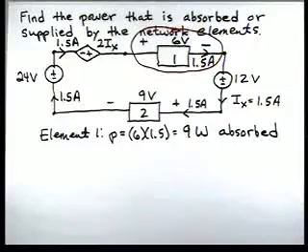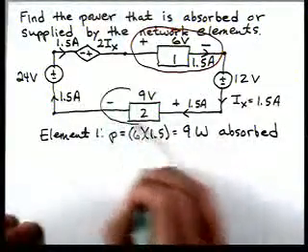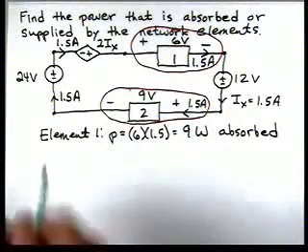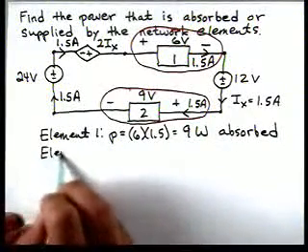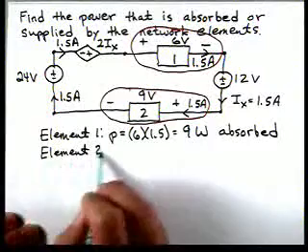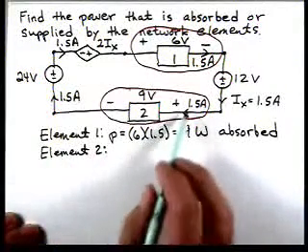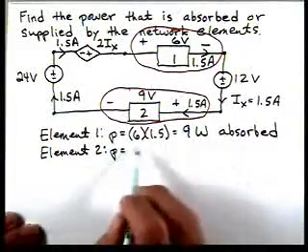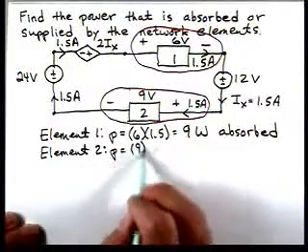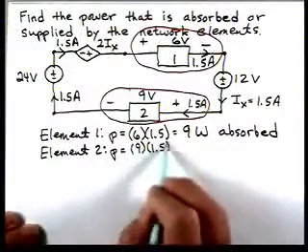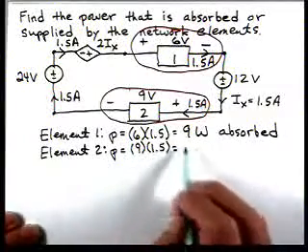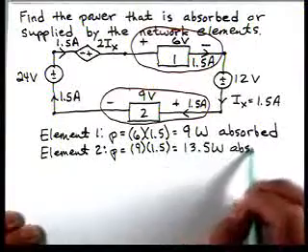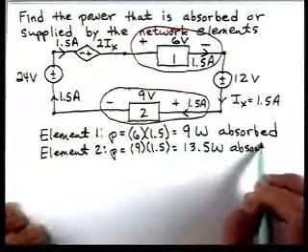Now let's look at element 2, down on the bottom of the circuit. Again, we can see the current entering the plus, leaving the minus. So again, that's a passive sign convention. So we now have 9 times 1.5, which is 13.5 watts absorbed.